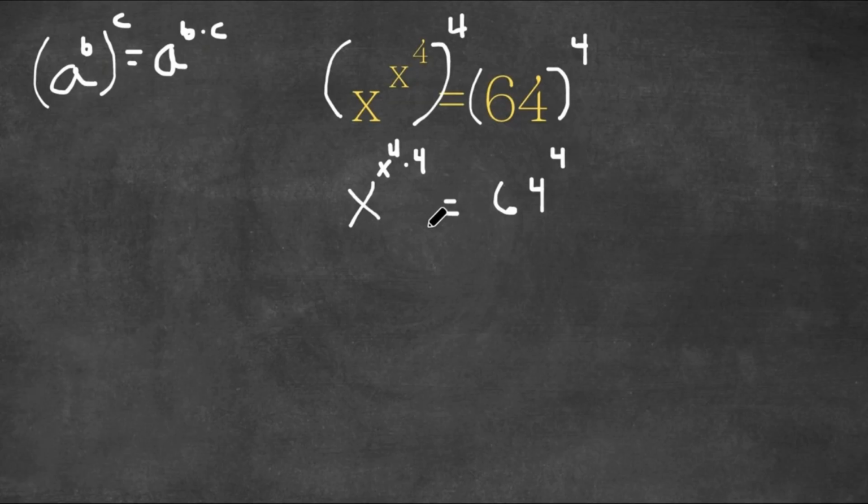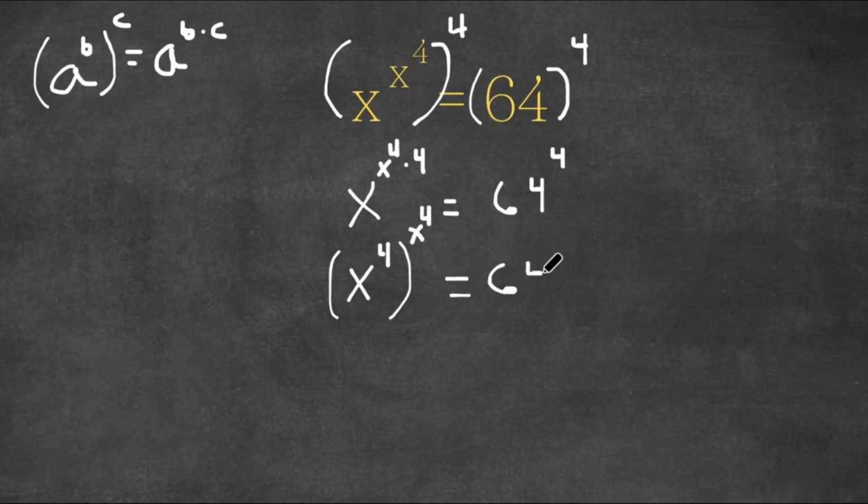Now, what I'm going to do is I'm going to switch this so that it's in the form x to the power of 4 to the power of x to the power of 4. As you can see, all I did was switch the order. Before it was x to the power of x to the power of 4 to the power of 4, and I simply switched the order of 4 and x to the power of 4, and that is completely legal. And this is still equal to 64 to the power of 4.